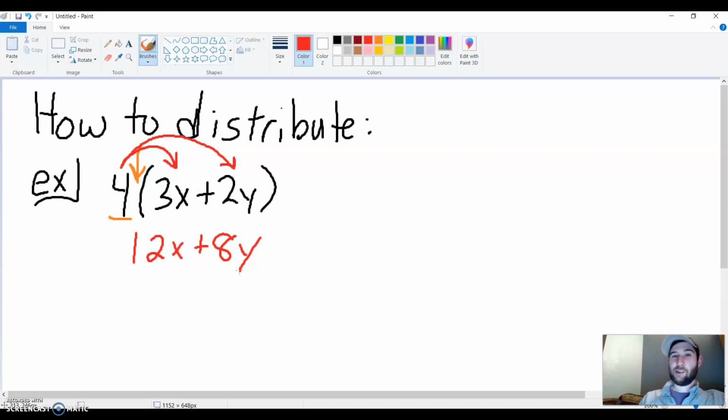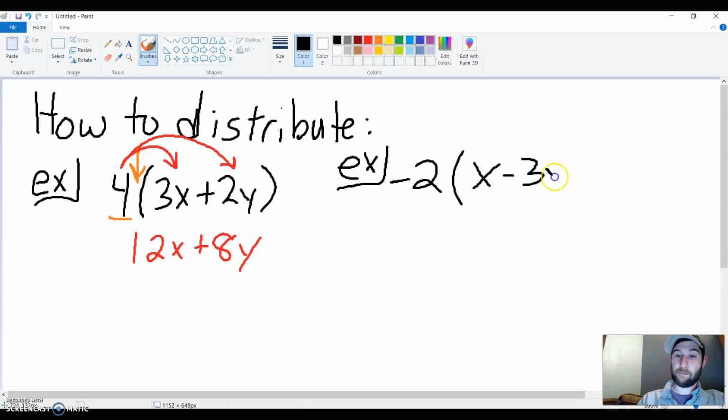So let's go ahead and take a look at another example here. We have a negative 2 for our second example here, being multiplied by x minus 3y. So, exact same thing as we saw before. Right here between the 2 and the parenthesis is that multiplication.